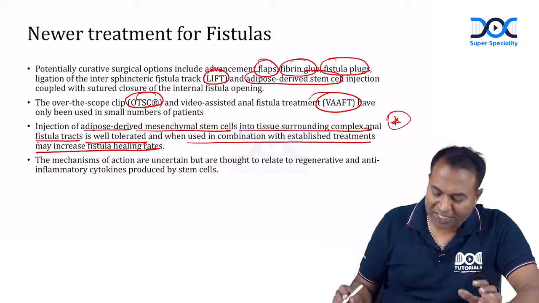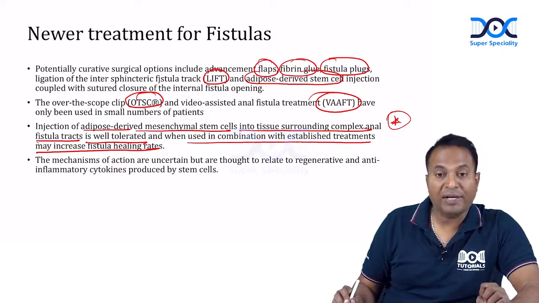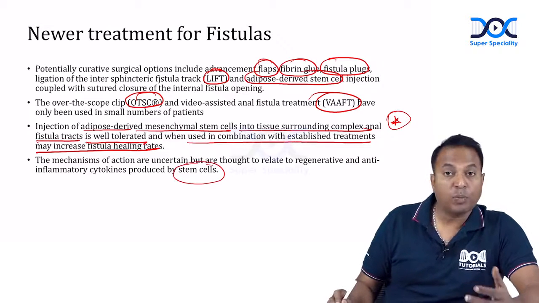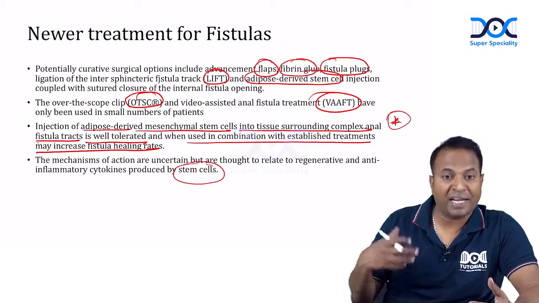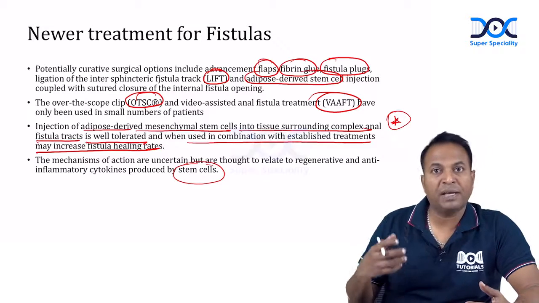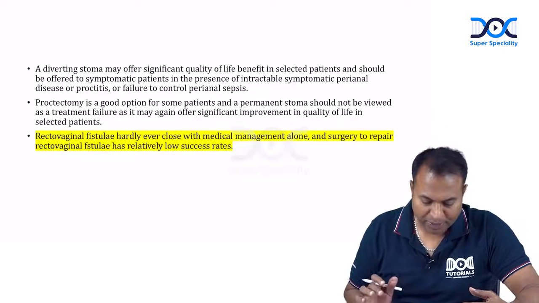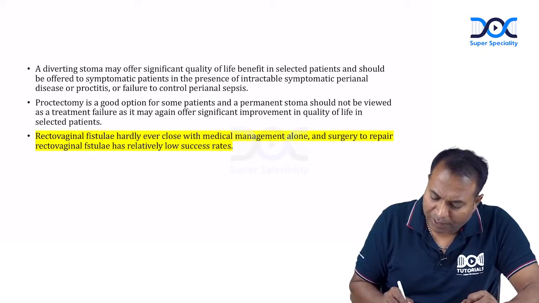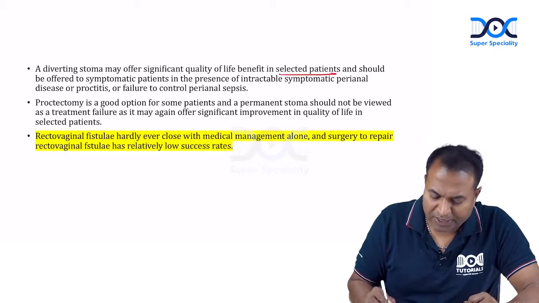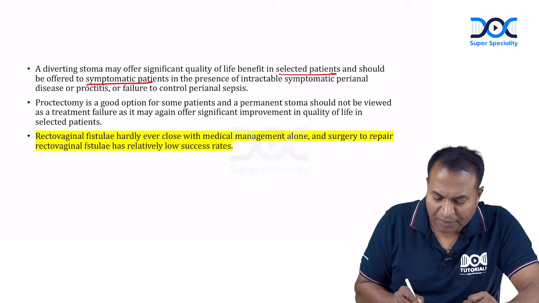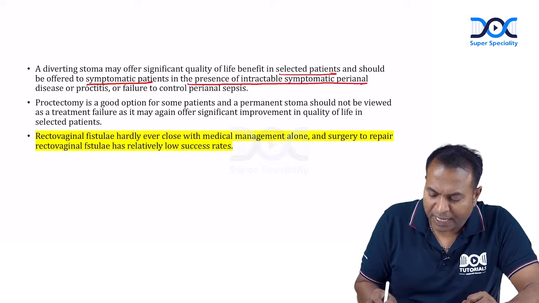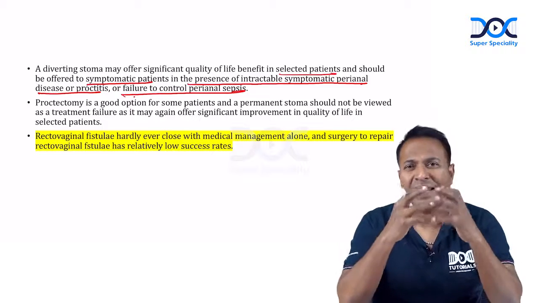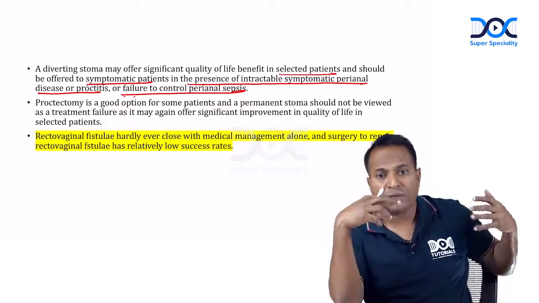The mechanism of action is uncertain but is thought to relate to regenerative and anti-inflammatory cytokines produced by these stem cells. So, probably the stem cells are producing regenerative and anti-inflammatory cytokines that help in healing of complex fistulas. A diverting stoma may sometimes offer better quality of life in selected patients and should be offered to symptomatic patients in the presence of intractable symptomatic perianal disease or proctitis, or when there is severe perianal sepsis. Better do a diverting stoma above.